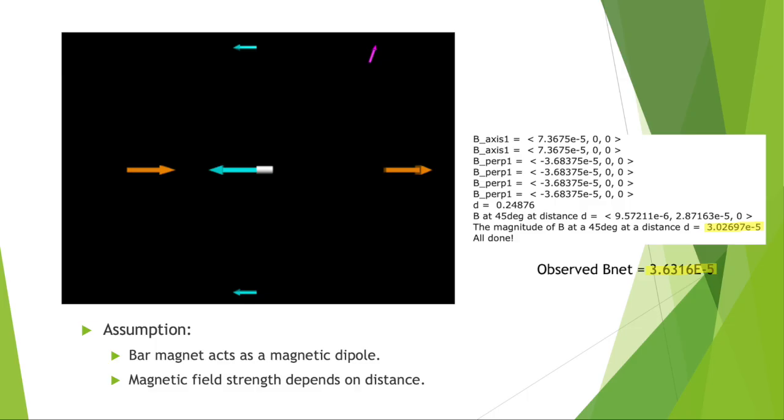Here is the output for my computational model, and the arrows help us visualize the magnetic field of our bar magnet. The assumptions here are that the bar magnet acts as a magnetic dipole, and the magnetic field's strength depends on the distance away from the bar magnet.